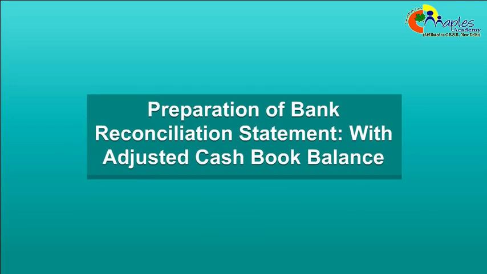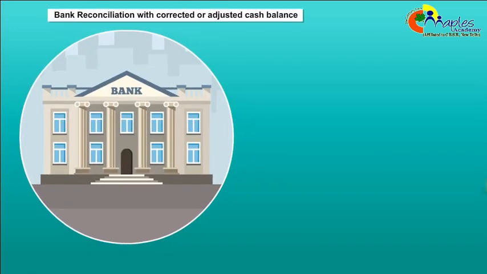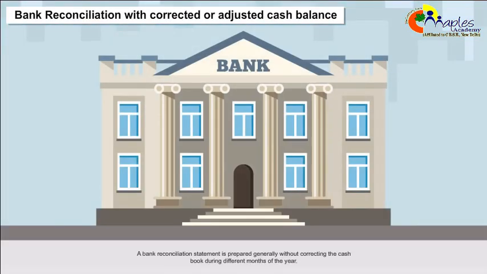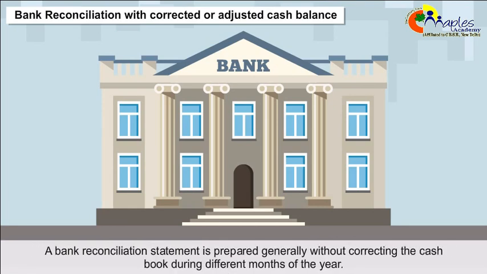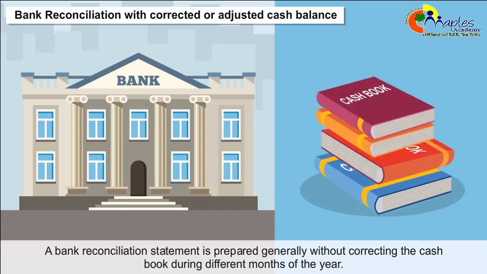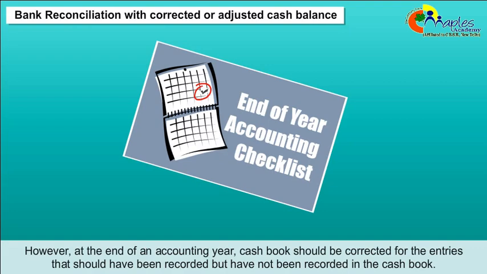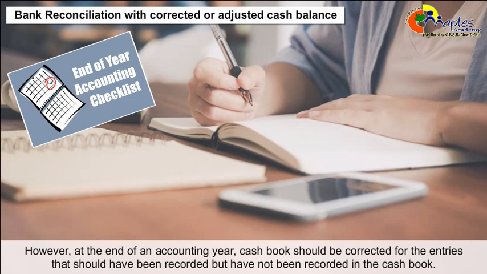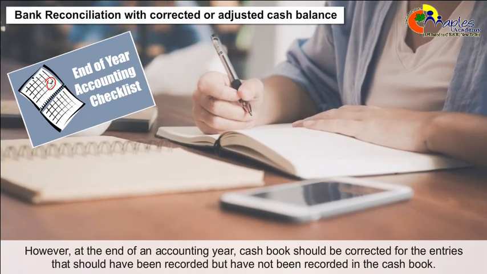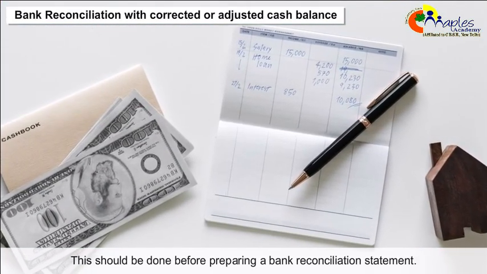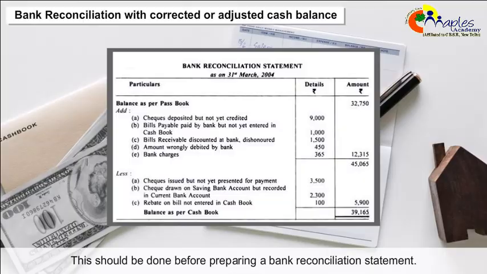Preparation of bank reconciliation statement with adjusted cash book balance. Bank reconciliation with corrected or adjusted cash balance. A bank reconciliation statement is prepared generally without correcting the cash book during different months of the year. However, at the end of an accounting year, cash book should be corrected for the entries that should have been recorded but have not been recorded in the cash book. This should be done before preparing a bank reconciliation statement.